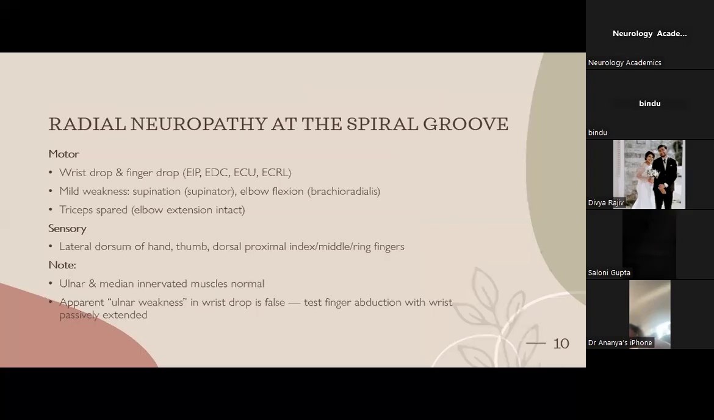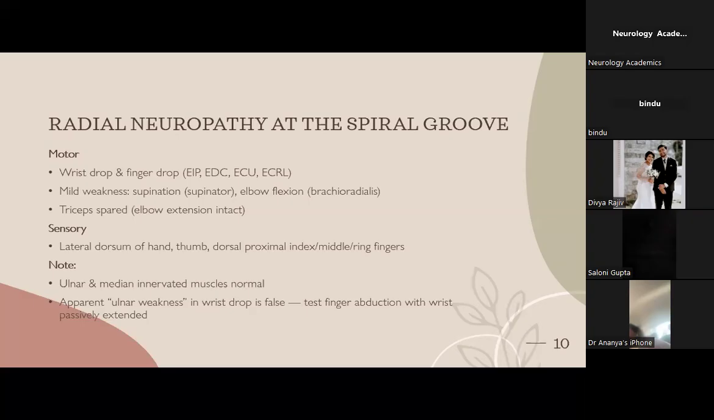So in radial neuropathy, the compression can occur above the spiral groove, at the spiral groove, and below the spiral groove, at the elbow and the posterior interosseous nerve. The lesions at the axilla and at the spiral groove are almost similar. First we will discuss the radial neuropathy at the spiral groove.